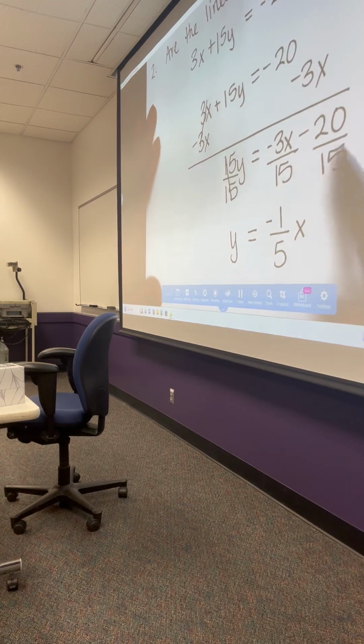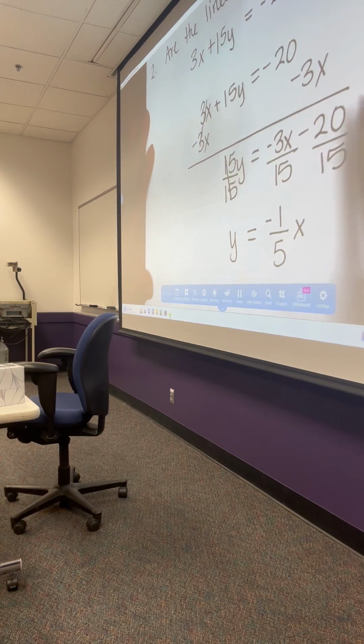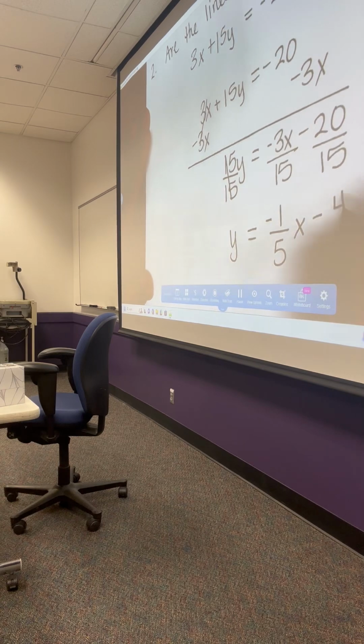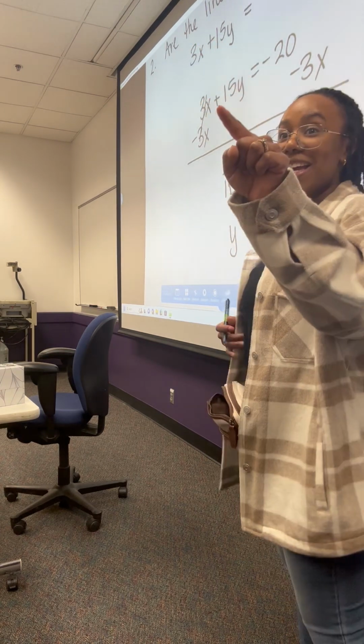Now we can simplify this. 20 divided by 15 doesn't come out to be a whole number, but what can you divide both of these by? 5. So minus 4 over 3, okay? So if you wrote down this for your slope, what is this called? The y-intercept. What were some other things we called it though yesterday? The starting point, okay? The base.